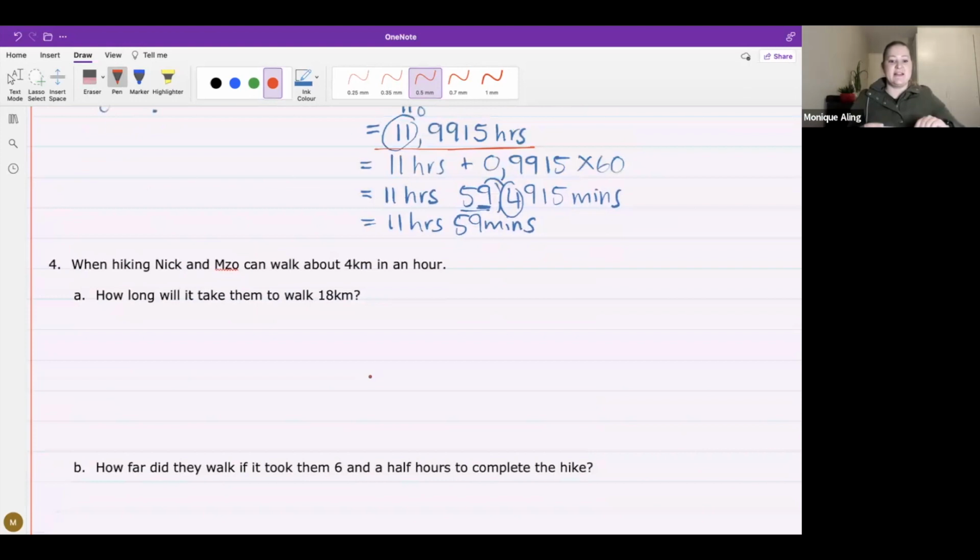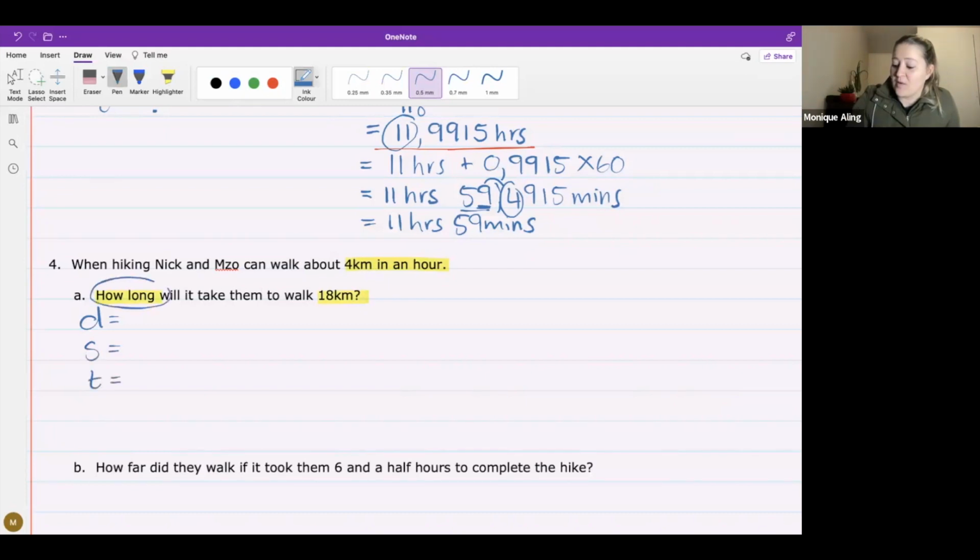When hiking, Nick and Umzo can walk about 4 kilometers in an hour. 4A, how long will it take them to walk 18 kilometers? Okay, so they've given us some information in the beginning here. They can walk 4 kilometers in an hour. They've asked how long, so that's time. Will it take them to walk 18 kilometers? That's our distance.